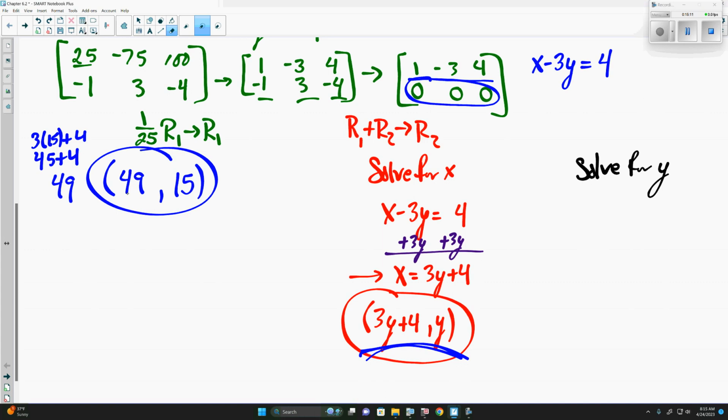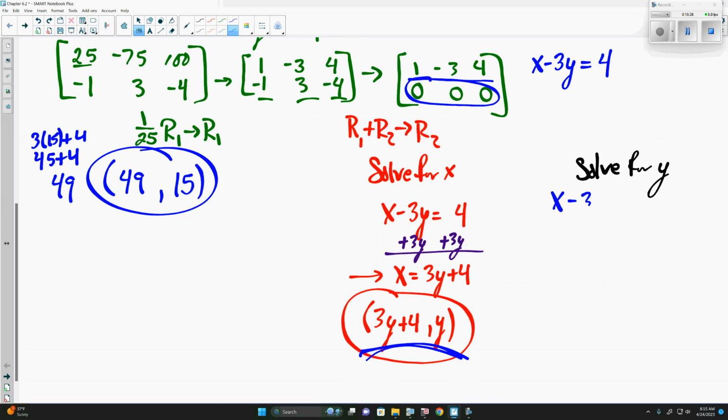Do we kind of get this? Not so much. Hopefully that didn't confuse you too bad. So 3y plus 4. So we could solve it for x, and have it in terms of y. We could do it also for y. This one's not as nice.